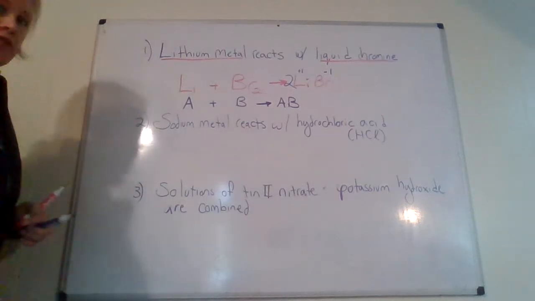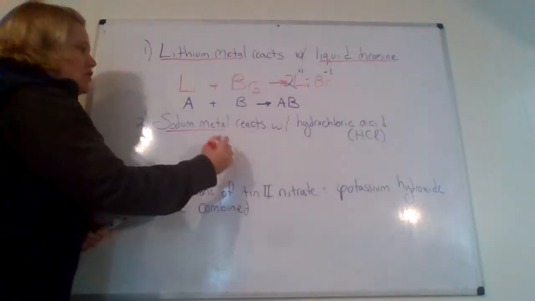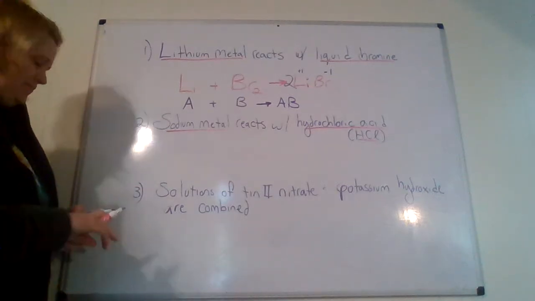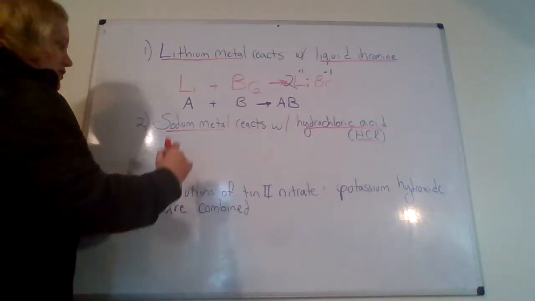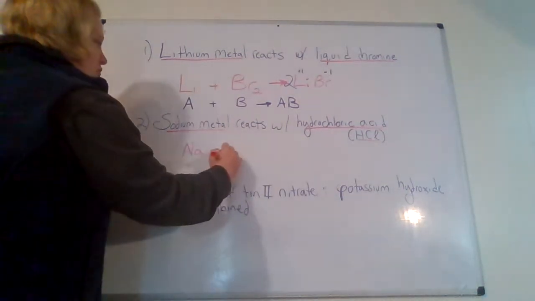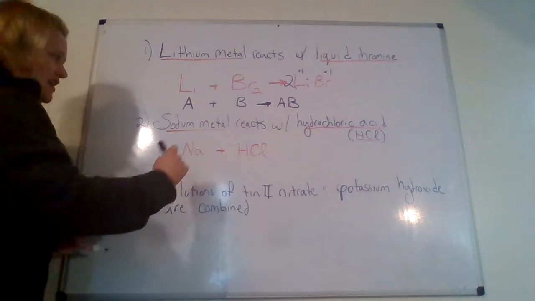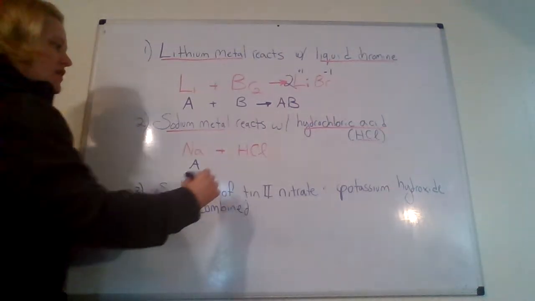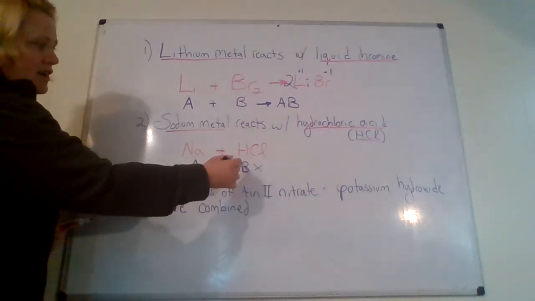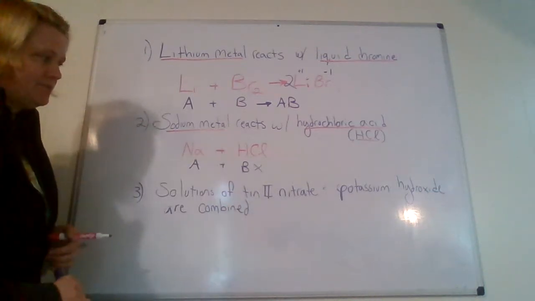Let's do the next one here. Next one, I've got sodium metal reacts with hydrochloric acid, and I gave you the formula for hydrochloric acid, it's HCl. So, looking at my periodic table, sodium metal is just Na, reacts with HCl, and now I've got an element, which will be symbol A, plus a compound, which is Bx. The cation goes with B and the anion goes with X. So I've got this basic structure of A plus Bx.